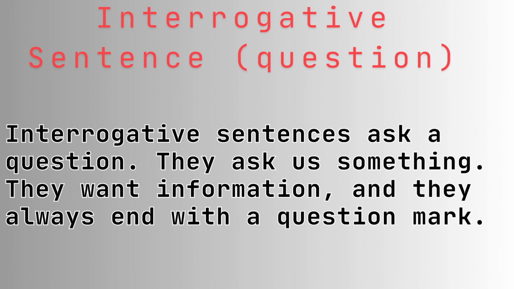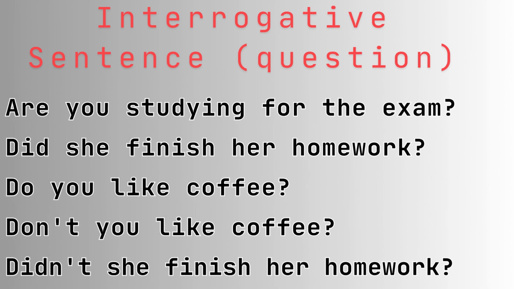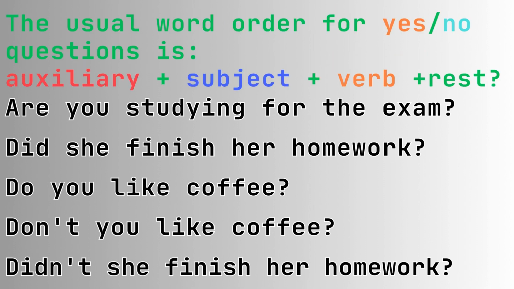Interrogative sentence. Interrogative sentences ask a question. They ask us something, they want information, and they always end with a question mark. Interrogative sentences can be positive or negative. Look at these examples. The usual word order for yes, no questions is auxiliary plus subject plus verb plus rest.